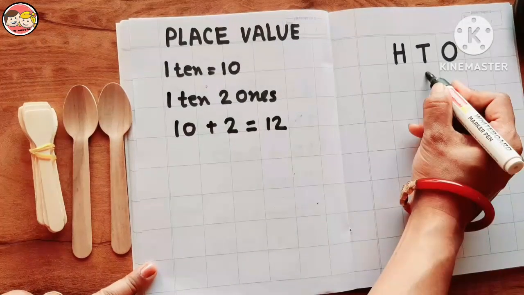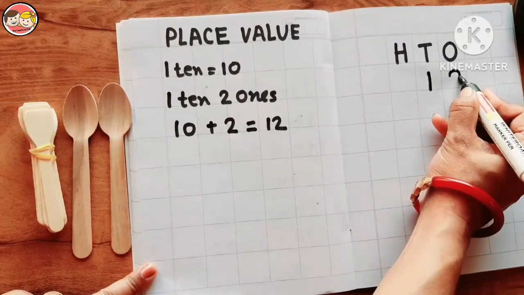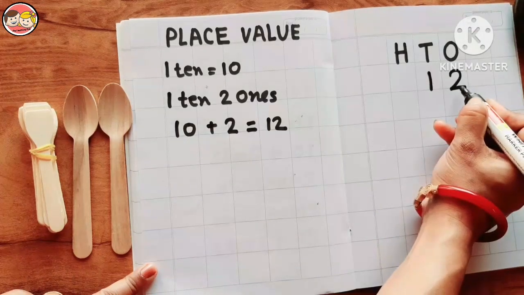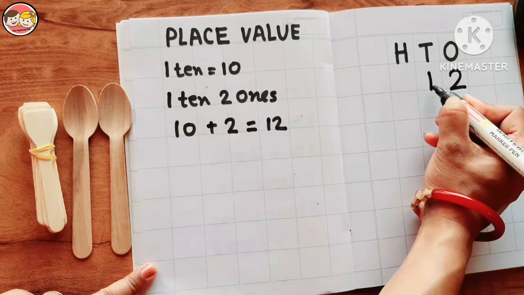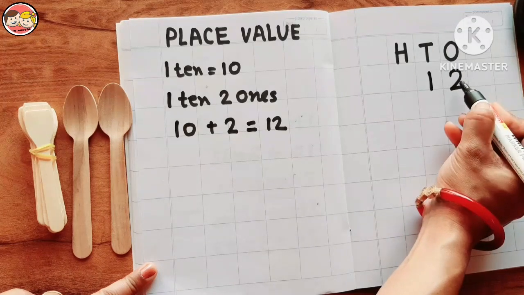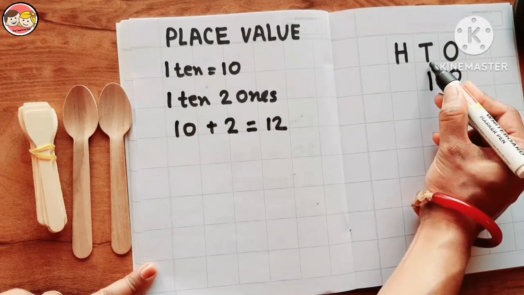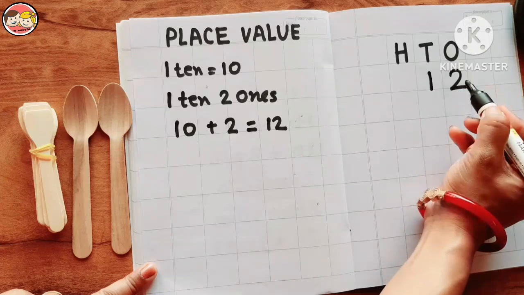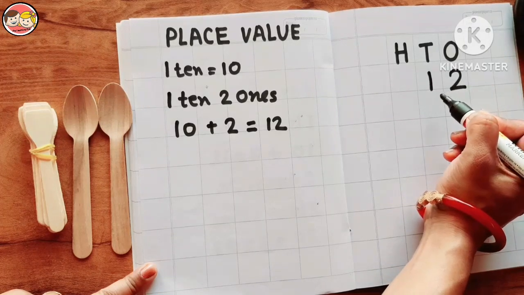Let's write 1 then 2. 12. 1 is written in the tens place and 2 is written in the ones place. So 1 ten and 2 ones makes number 12.